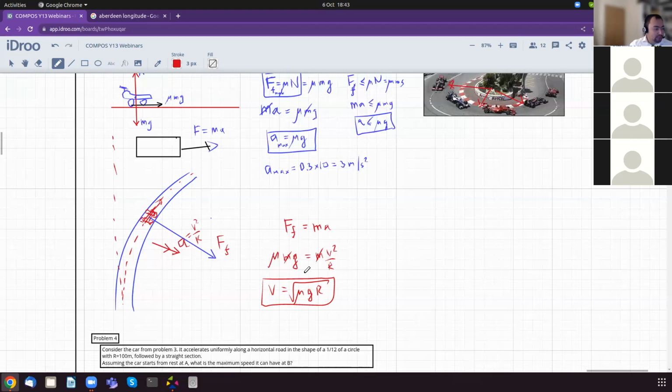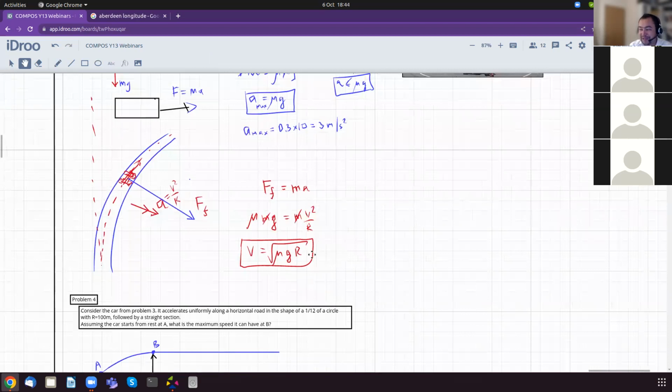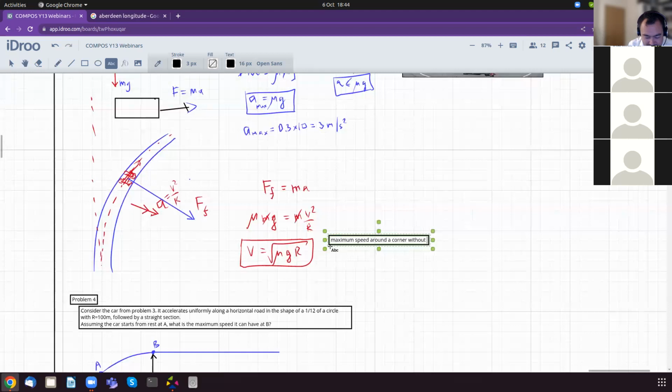Okay, so we assume that the friction is not that large, so it doesn't topple over, because then toppling over is a completely different story. But in terms of the grip limit, this is the maximum speed that you can take around a corner without skidding, but not without toppling over. Maximum speed around a corner without sliding.